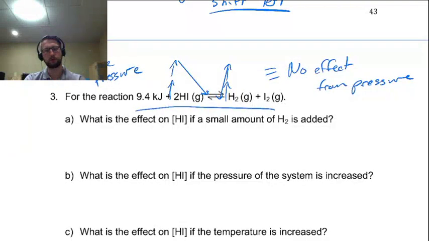All right, should we keep going through some of these questions in the worksheet here? I think it might not be a bad idea. So let's do at least one more. What is the effect on HI if a small amount of hydrogen gas is added?